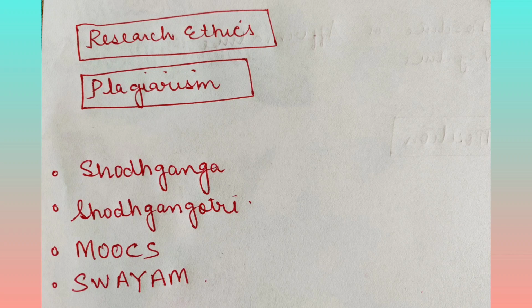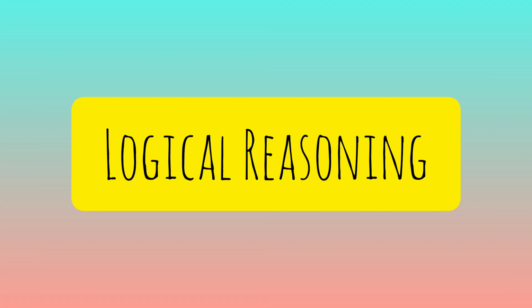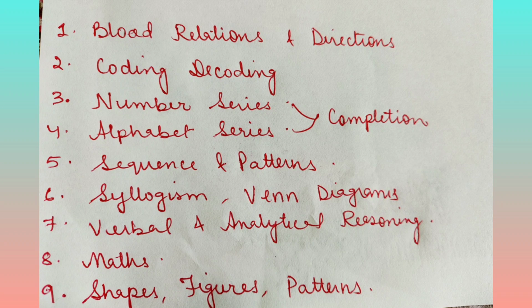So you should also know what is Shodh Ganga, Shodh Gangotri, and some government run programs such as MOOCs and SWAYAM. So now that we have covered the topic of research aptitude, we should now move on to logical reasoning. A lot of questions come from this section. From these topics, you should practice at least 10 to 15 to 20 questions from each of these sections so that you can get very fluent and very confident in each topic.